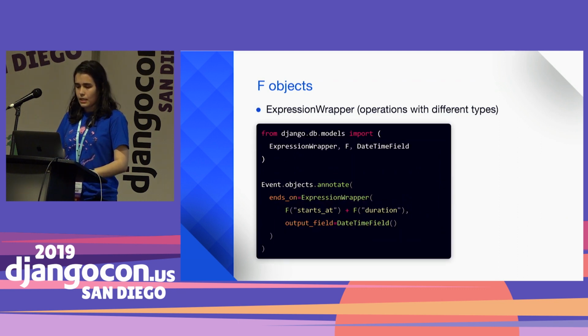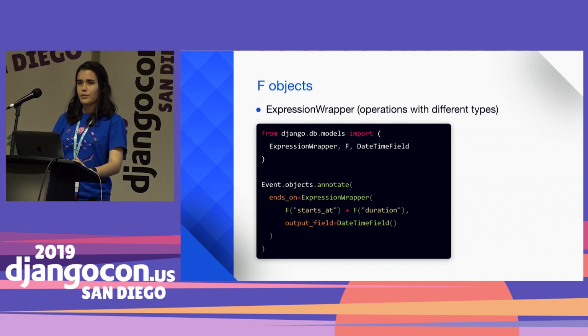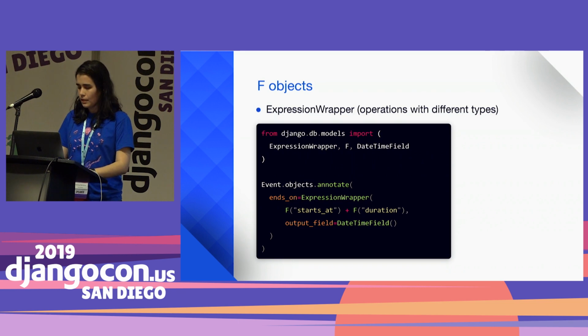That's solved by wrapping our sum in something called ExpressionWrapper and setting the output field as a DateTimeField. And Django is going to be smart enough to do the operation and give the result to us in a datetime field. So for example, if we have an event that starts today and has a duration of 1 day, the ends on should be tomorrow, same time.